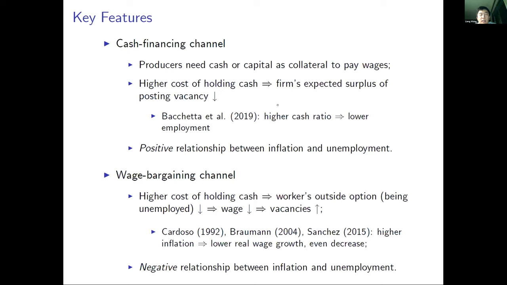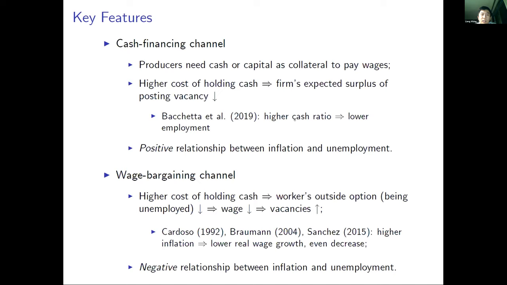And there's a second channel that we're going to present in this model. We call this the wage bargaining channel. So it works like this. When there's a higher cost of holding cash, the worker's outside option in the bargaining game between the worker and the firm in the labor market is going to go down. That means basically the value of being unemployed is going to go down. So the value of having this job is going to be higher.